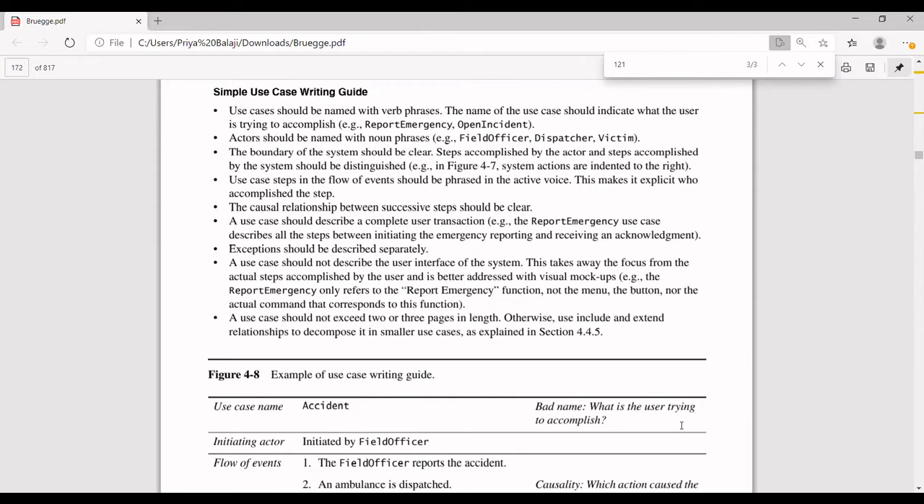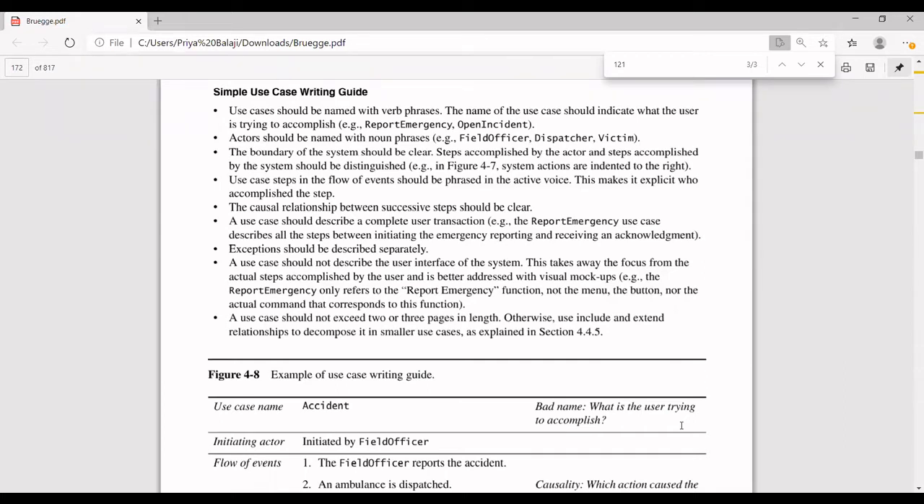So your use case should be very apt or appropriate for exactly what type of operation is going to be done. And again, they have given that the use case name should be with verb phrases only, like report emergency. In Java, we call this upper camel case: the first letter of the first word is capital, the second word's starting letter is also capital. We will call it upper camel case. So mostly the name has to be what the use case is going to do.